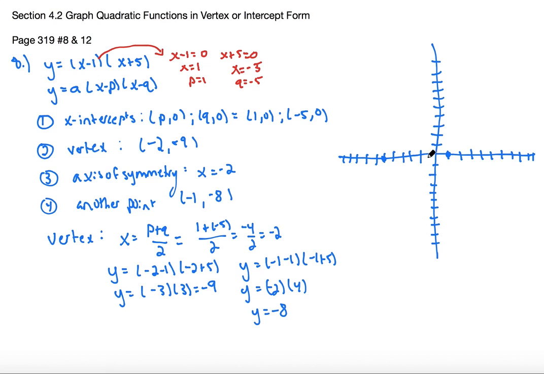We have a vertex at negative 2 and negative 9. We have our axis of symmetry, which goes through that x-coordinate of negative 2. We have our extra point of negative 1, negative 8. And then by symmetry, we also have the point negative 3, negative 8. And then we have our parabola. Oops. If I could make it go through those points, that would be nice. And there you go.